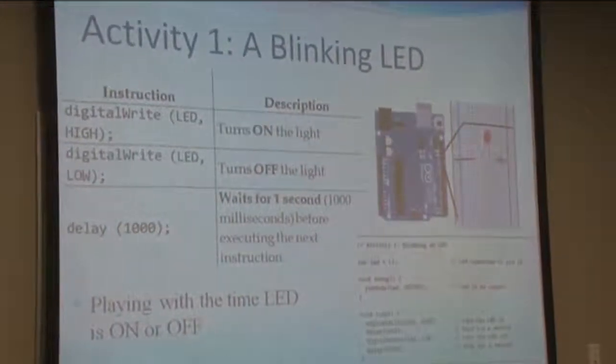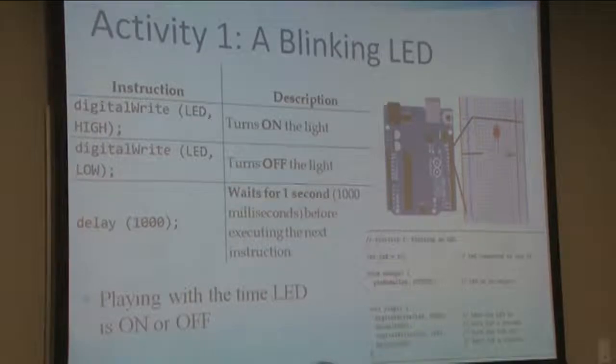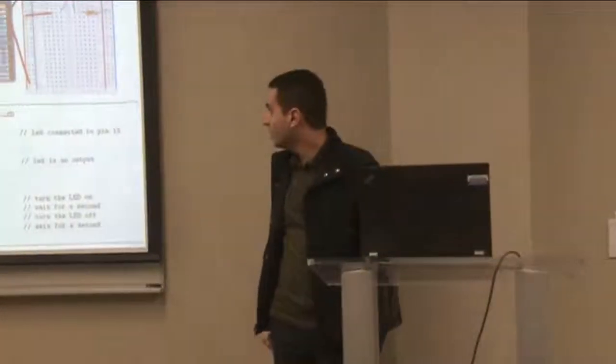So the very first one is right here. So this is a very standard Arduino activity. It's blinking an LED, a light. So these are the 3 simple instructions. One instruction can turn on the light, one instruction turns off the light, and then there's one instruction that will wait for a certain amount of time before executing the next instruction. So with these 3 instructions, and right here down there is the actual code that they wrote.